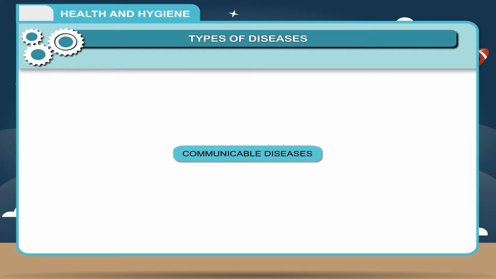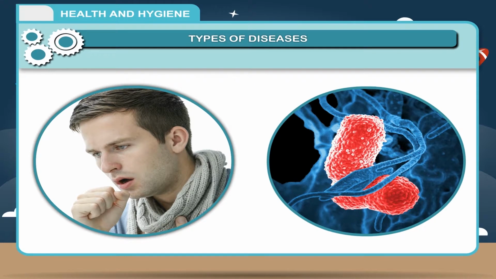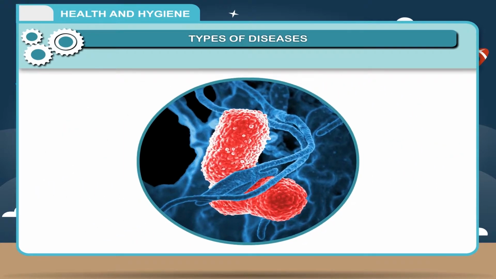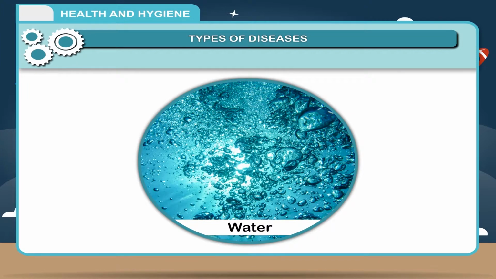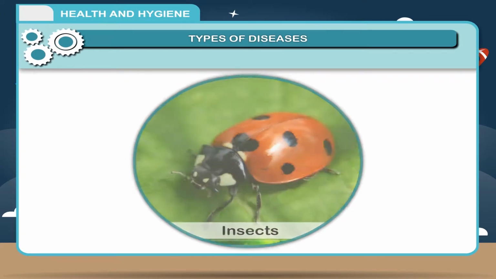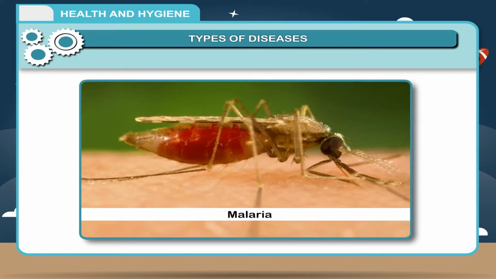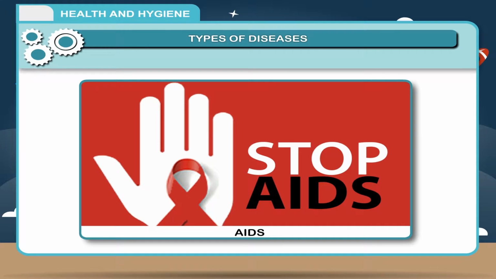Communicable diseases. The diseases which spread from an infected person to a healthy one and are caused by microscopic organisms that attack the body are called communicable diseases. The media of spreading these diseases are air, water, food, contact, and insects, etc. Examples: malaria, cholera, tuberculosis, AIDS, etc.